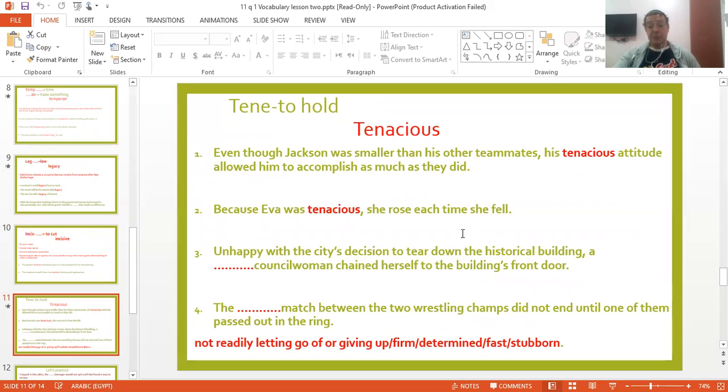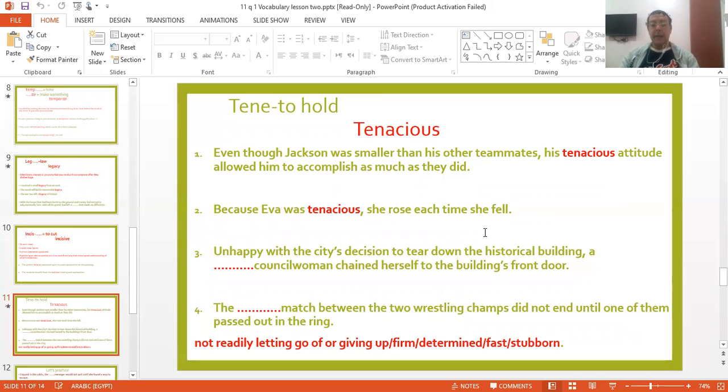What about tenacious? Tenacious comes from the prefix teni, meaning to hold. So tenacious is not readily letting go of or giving up something. When somebody is really stubborn, he clings to his ideas, he clings to what he wants, and doesn't want to listen to other people and insists on what he or she wants. So in this case, that person is tenacious.